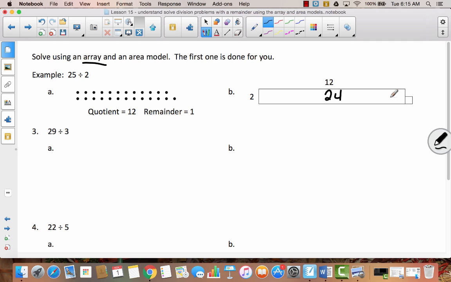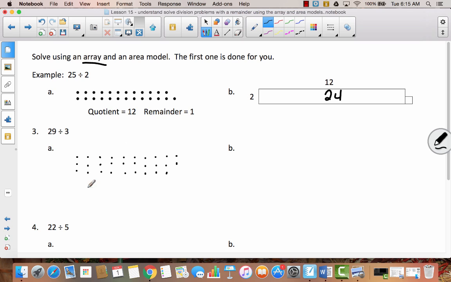All right, so let's go ahead and do number 3 together, and then I'm going to start letting you do some on your own. So we're taking 29 and we're dividing it by 3. So I'm going to make groups of 3. So this is 3, 6, 9, 12, 15, 18, 21, 24, 27. So then I'm going to have 2 left over.